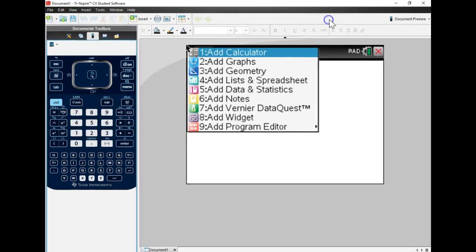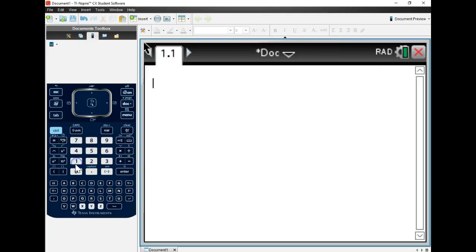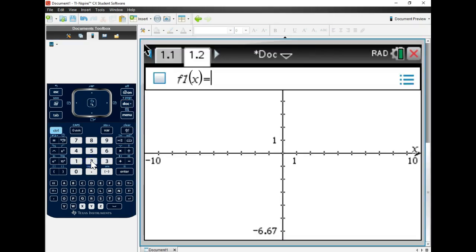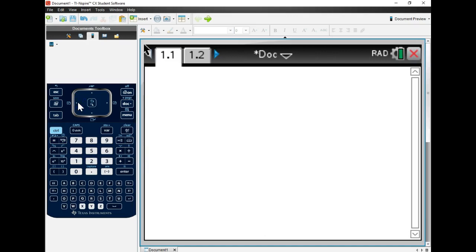I'm going to add a calculator page, and I'm going to add a graph page. Not that I'm ever going to use the graph page, but I want a calculator page. And what I'm going to do is basically type this into my calculator. I could do this inside of the graph. I'll show you both methods just so we can see them.